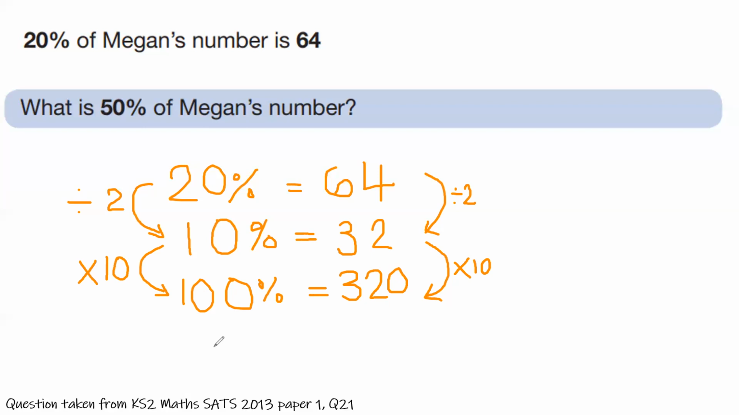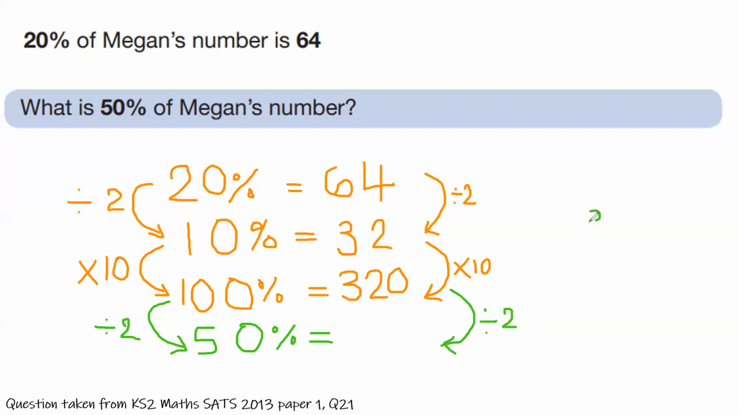Now, hopefully, you should be able to use this to work out what 50% is. This one will be the answer to this question. This is where there are a few different ways we can do it. We can say, well, we know what 100% is, so let's divide that by 2, because 50% is the same as a half. And we can then do the same here. We divide this 320 by 2.